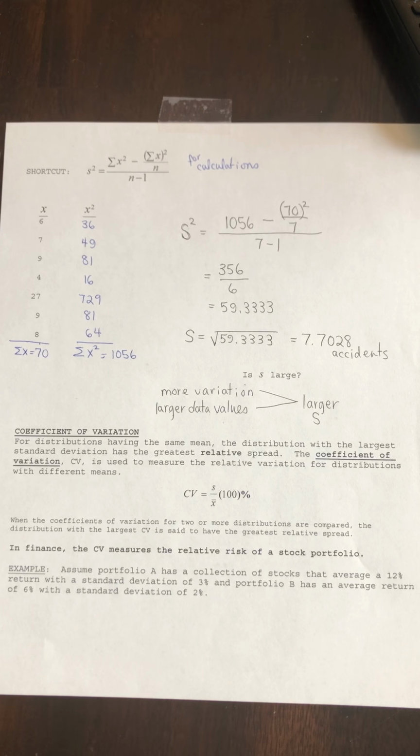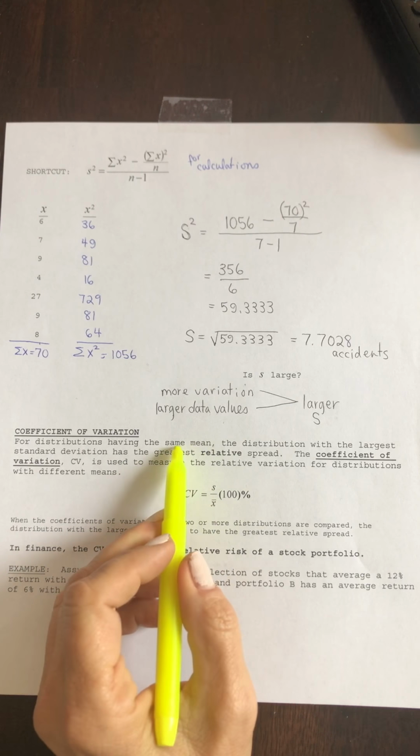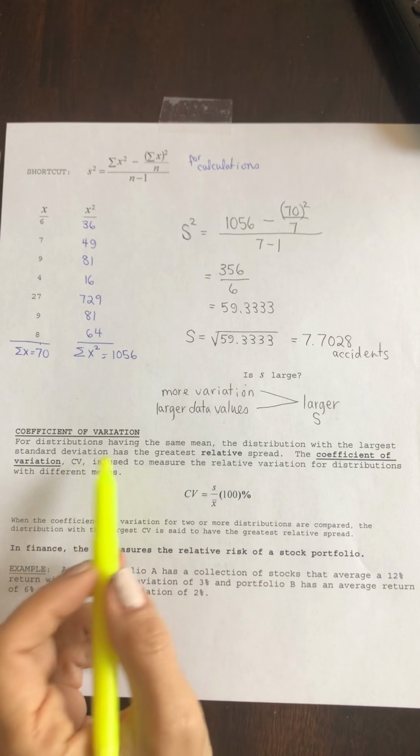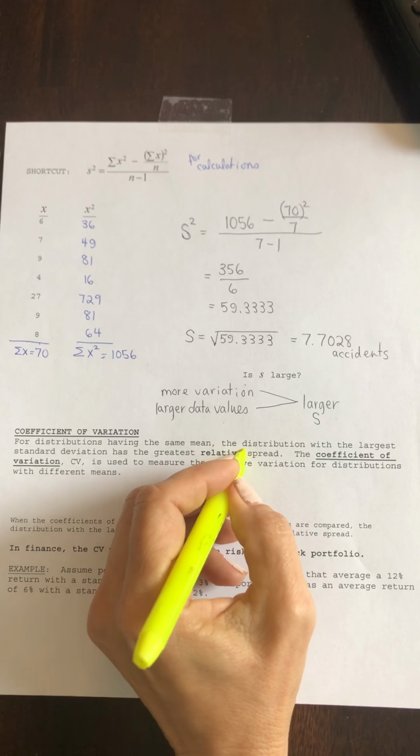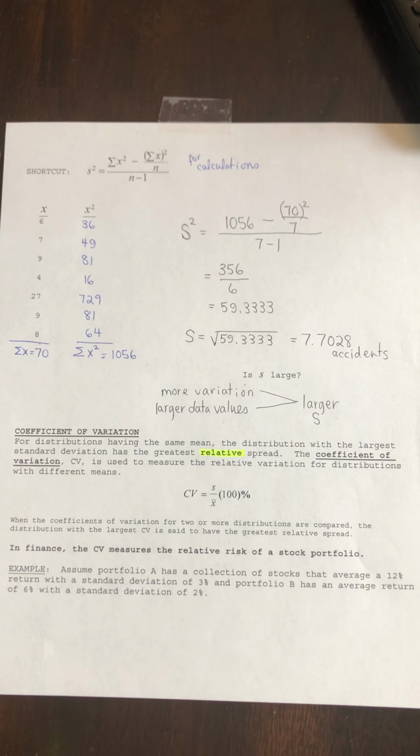For distributions having the same mean, we don't have to worry, okay? You can just go ahead and look at the standard deviations. The one with the highest standard deviation has the greatest relative spread. So if two data sets have the same mean, the one that has the largest standard deviation has the more variation or the more relative spread.